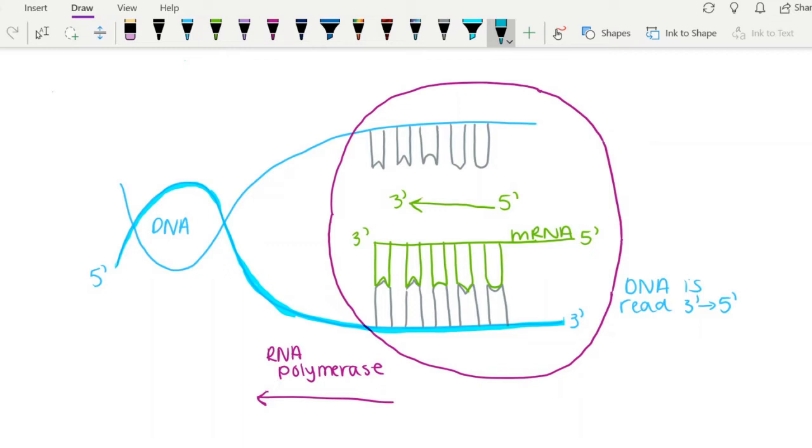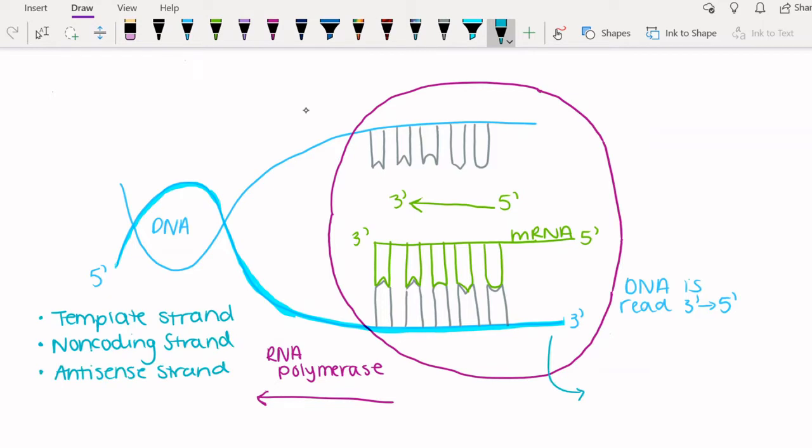During transcription, DNA is read in the 3' to 5' direction. This strand of DNA used to make the mRNA has many names, like the template strand, the non-coding strand, and the antisense strand. This DNA strand is called the template strand because it is being used as a template to create mRNA. Let's look at the other strand of DNA.